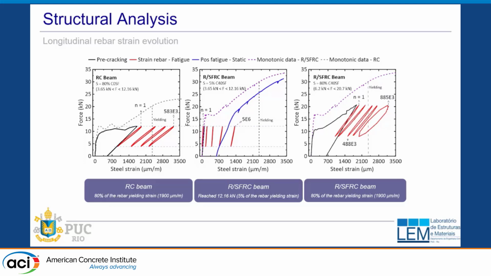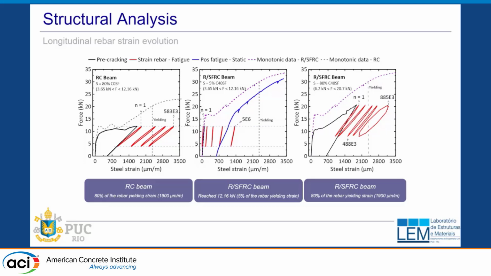And so it reaches, but then ultimately there is life to everything. One can reach that yielding after, what's the number? Yeah, 5 million cycles. So you have to load it at this stress to 5 million cycles to yield the rebar.